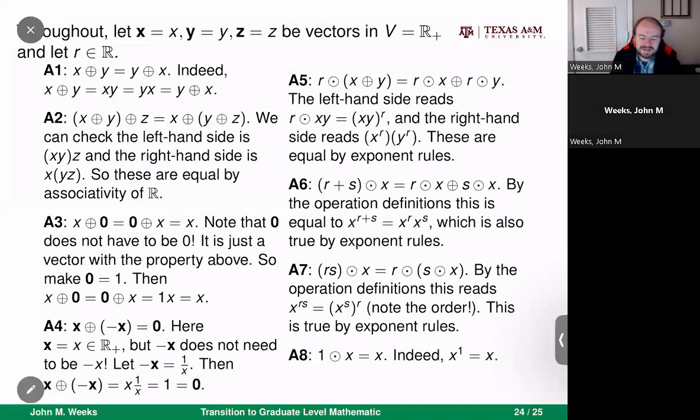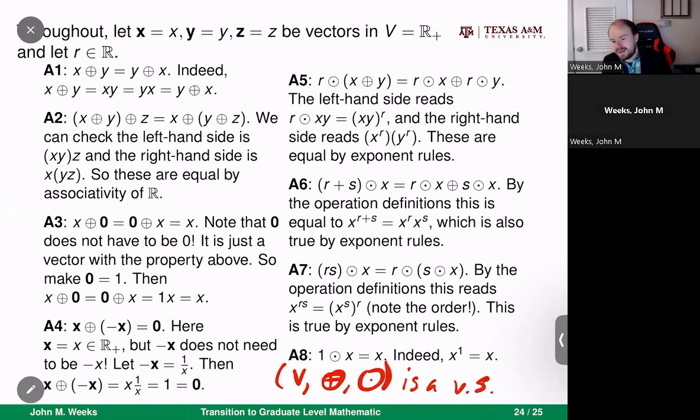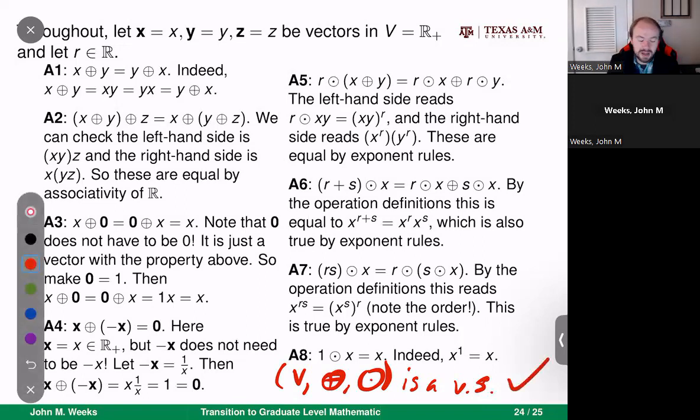And then finally, A8, 1 times x equals x. It sure does, because x to the 1 power equals x. Every axiom works. This is a vector space. So we can conclude from all of this that V, circle plus as we defined it, and circle dot as we defined it, is a vector space. VS here is to abbreviate vector space. We have checked all of our boxes. A weird vector space, but we've gotten another example now.